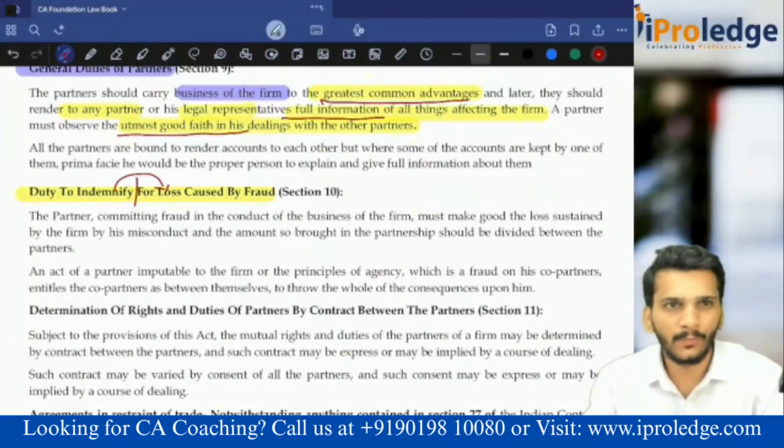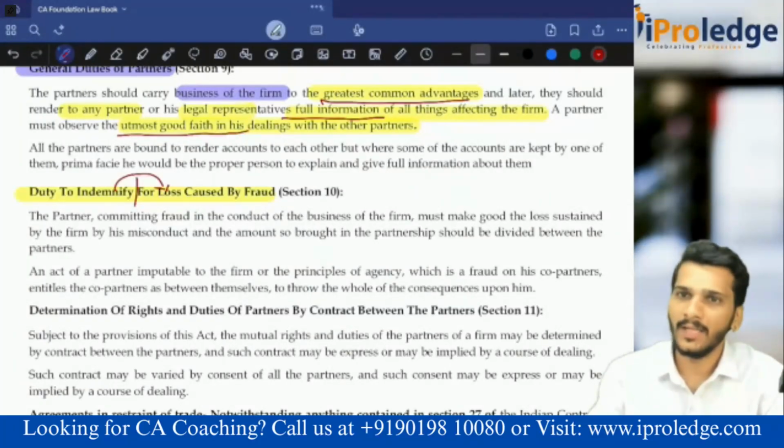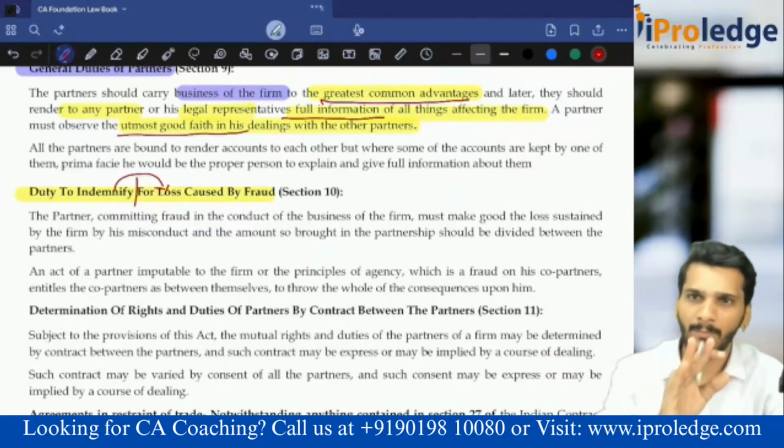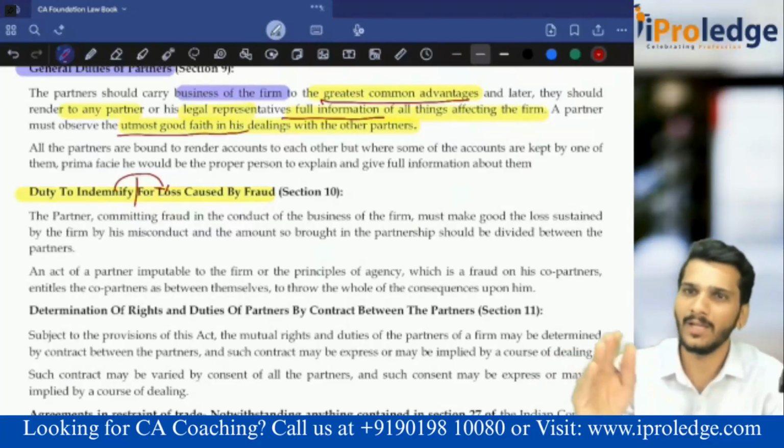One partner does something which is within the authority only, and some loss has occurred. Then it is a duty of all the partners to indemnify the partnership firm, because it is within the authority, some loss has occurred.